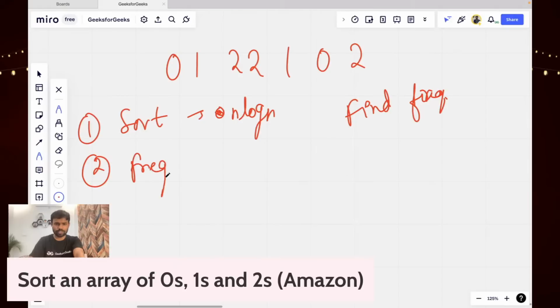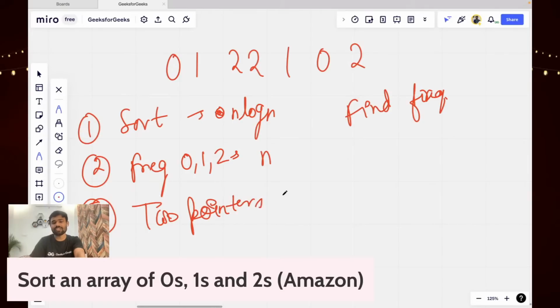Second method is to find the frequency of 0, 1, and 2. That will take n time. Third is another approach, the 2 pointers approach that we will take.